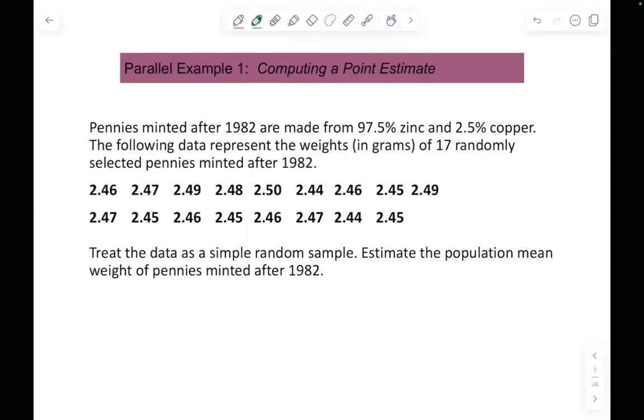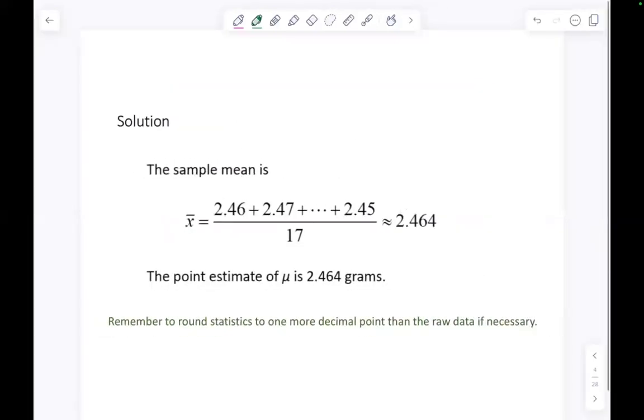So, all right. I have all of these pennies that were minted after 1982. They're made from 97.5% zinc and 2.5% copper. We weighed this sample of 17 randomly selected pennies, and we're going to estimate the population mean. So all I'm going to do is find the sample mean. I just took all of them, I divided by 17, and I'm estimating based on this sample that our population mean is 2.464. In this case, we will call it a point estimate because it's just an estimate based on just the sample that we have.